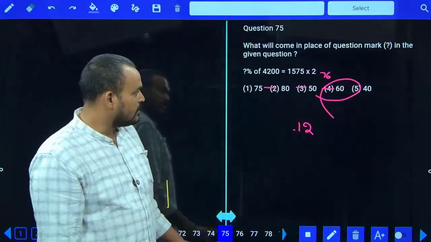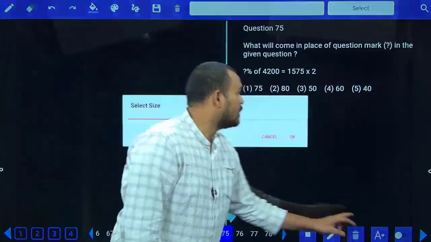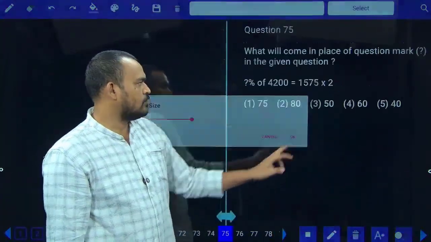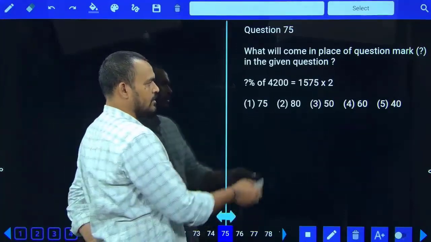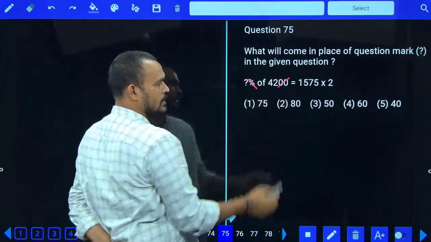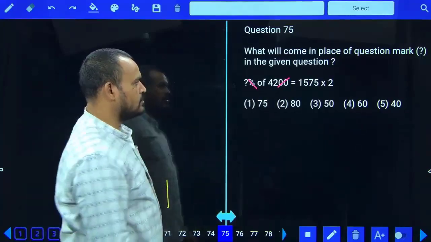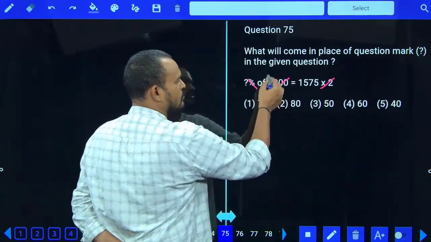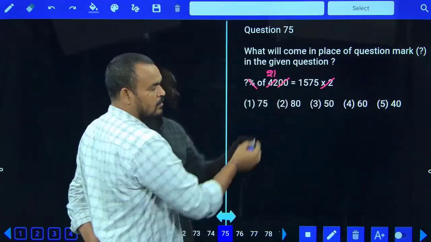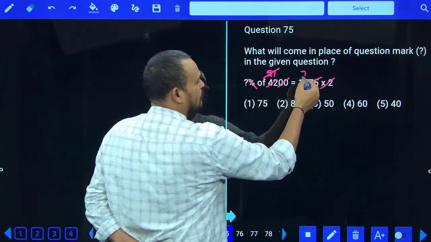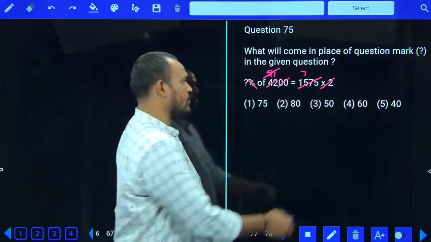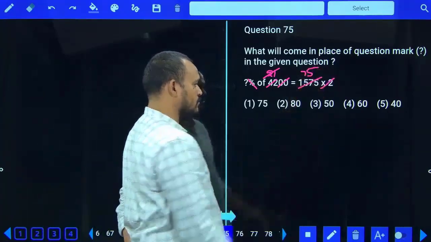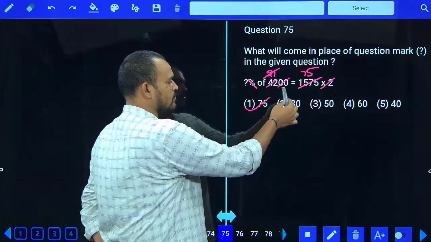Next question number 75. What percent of 4200 is equal to 1575 multiplied by which one? First of all, left hand side percentage, 2 zeros cancel. 42 means 2 how many times? 21 times. 21 7 how much? 147. What are the remaining? 105. 105 means 21 how many times? 5 times. Then the answer is 75.